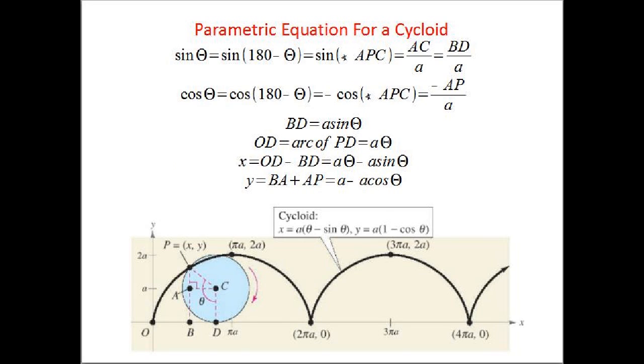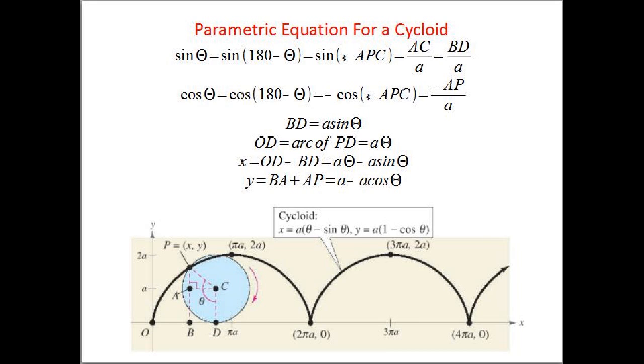For finding the parametric equation of a cycloid, we will decipher the picture on the bottom. Let theta be the measure of the circle's rotation, and let P be a point on the edge of the circle. When theta is equal to 0, P is at the origin. When theta is equal to pi, point P is at its maximum at (pi a, 2a), and when theta is equal to 2 pi, P reaches the x-axis again.